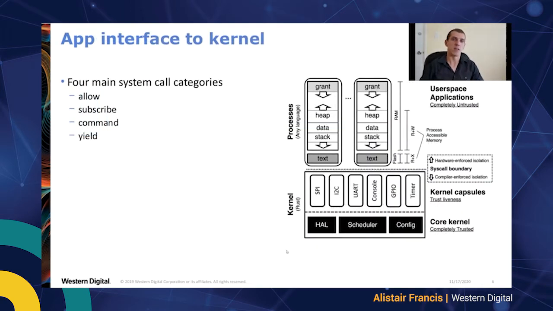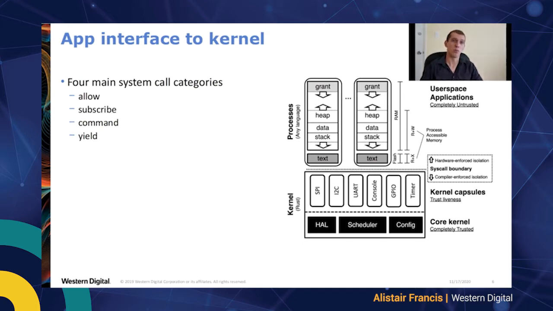So the app interfaces with the kernel. The apps use system calls, or syscalls for short, to communicate with the kernel. So there's 4 main types. There's actually a 5th for memory operations, but I'm not going to go into that today. And the 4 types are listed here. So the idea is, everything in Tock is asynchronous. So all of these calls, except for yield, are asynchronous.